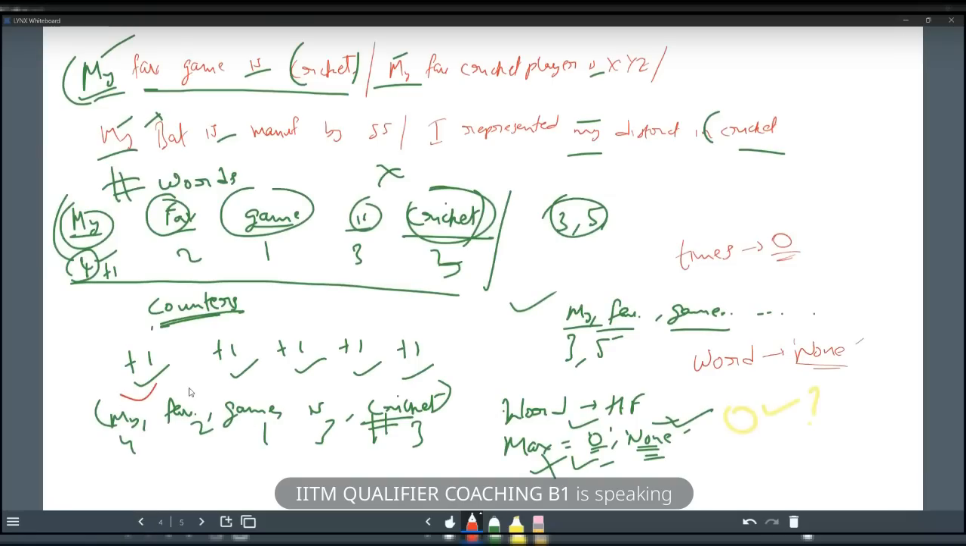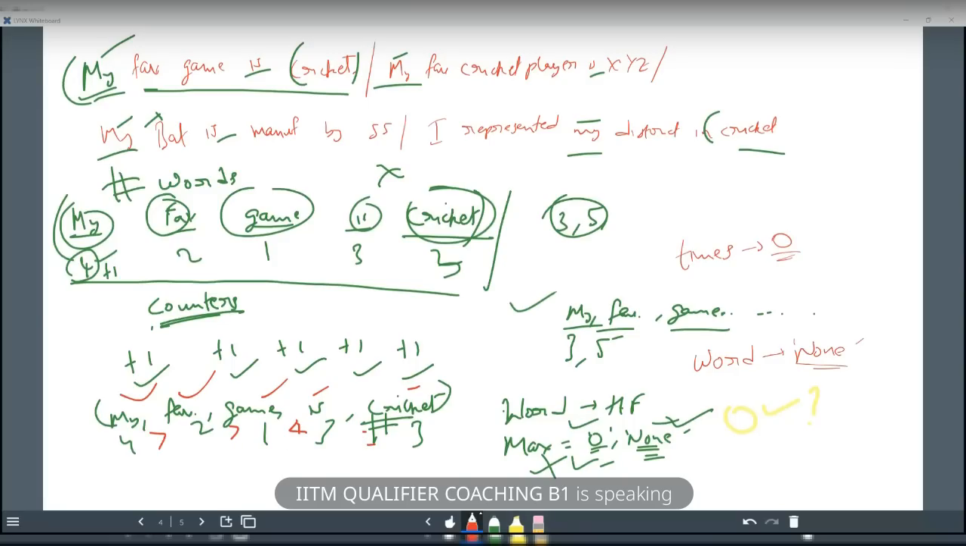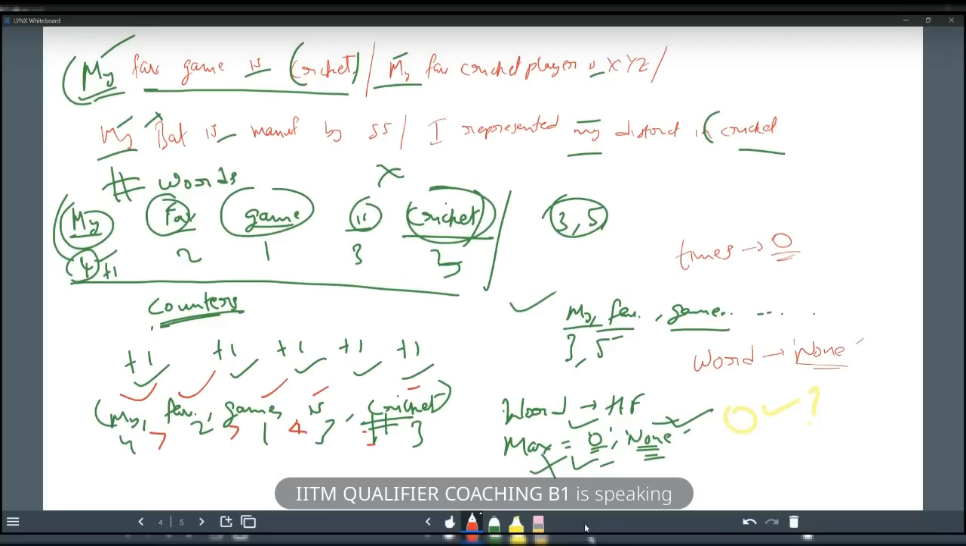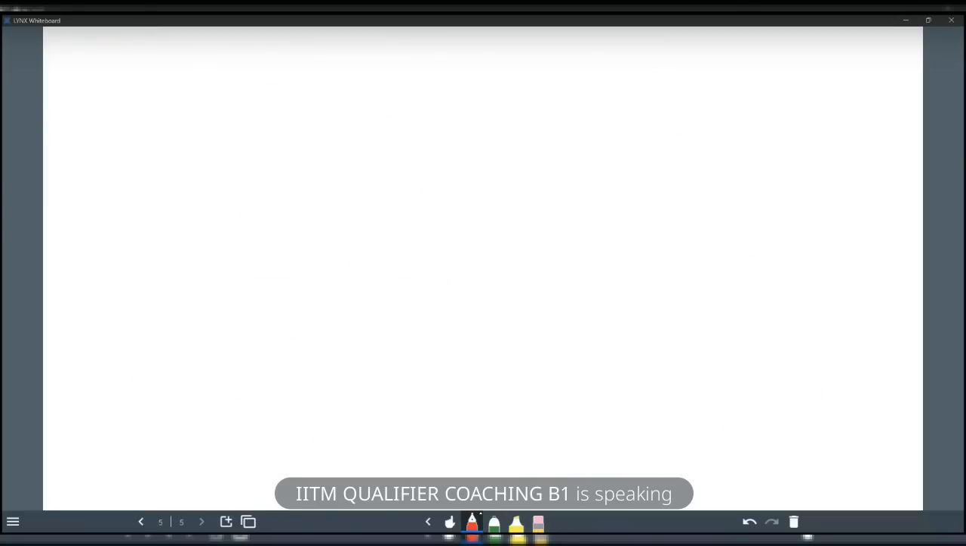I mean 5 entities. My favorite game is cricket. These are 5 entities and we keep them in a particular order, like 4 is greater than 2, 2 is greater than 1, 1 is less than 3 and 3 is equal to 3, right? So we compare them and we need to arrange them in a particular order. That is the important step and that's the main advantage of using bins, like counters as well. Am I clear with this example? Now let's move on.